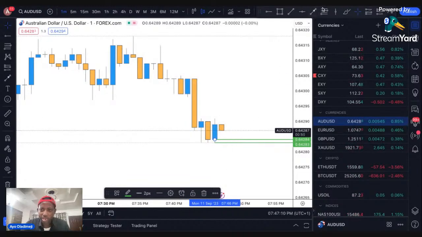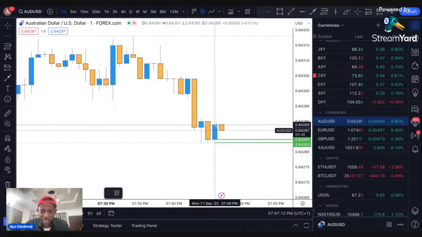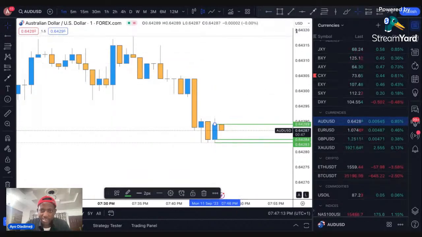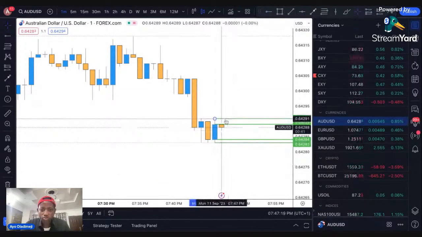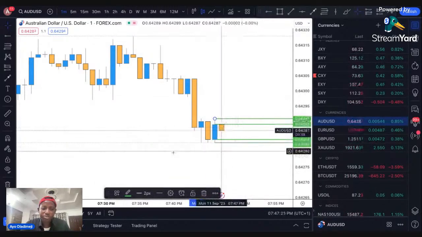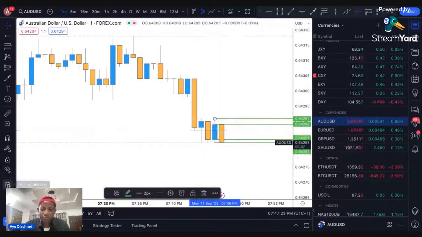Okay, good. Another candle has opened. Can you see it? And this is where it closed, and this is where the highest point is. So each of these candles opens and closes within the 1 minute time frame.